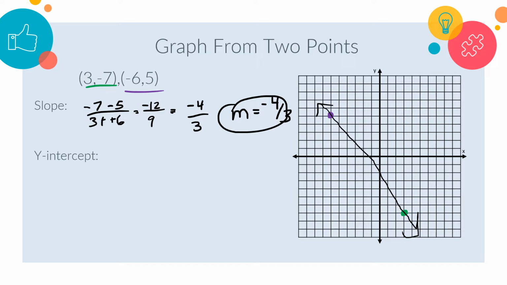Now to find the y-intercept, if I take a look, my line's not very good, right? So I can't just look and say, oh, I'm sure that's where it crosses. But I do know my slope is -4/3. So let's actually count that slope. From my purple dot, let's go down 4, right 3. Let's go again. Down 4, right 3. So by doing that, I have found the exact y-intercept. It is an exact point. So I can jot that down and say that my y-intercept, my b equals -3, or you can write it as 0, -3.